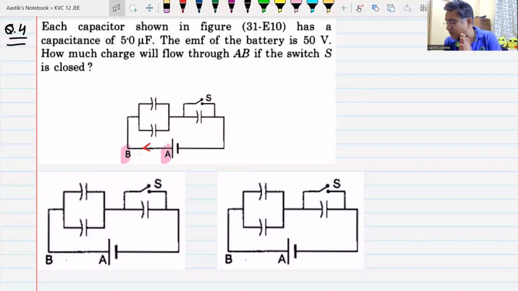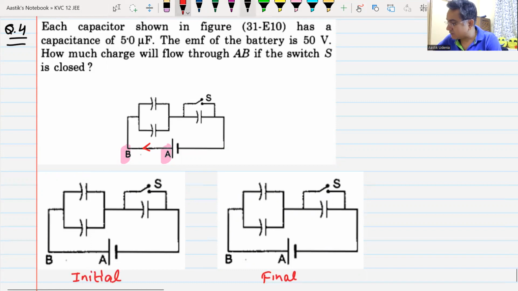So how are we supposed to do this? What I have drawn are two conditions. The first condition is the initial condition, and the second condition is the final condition. In the final condition, I must have the switch closed. Now, initial and final conditions are drawn.